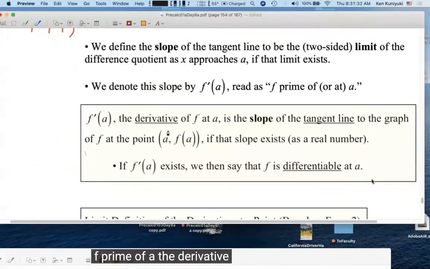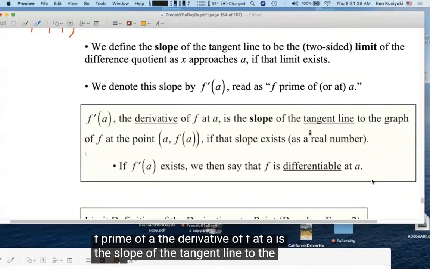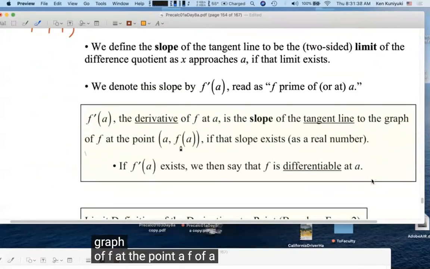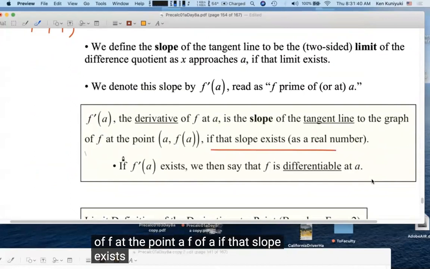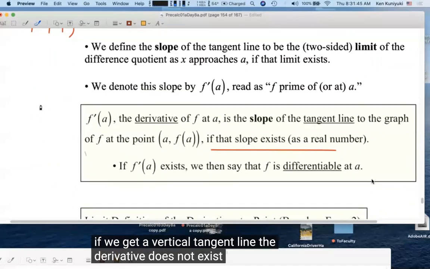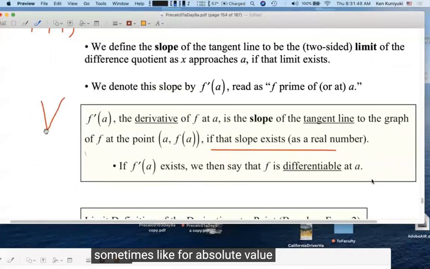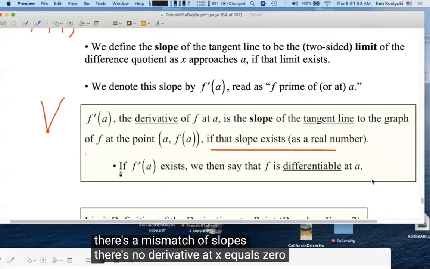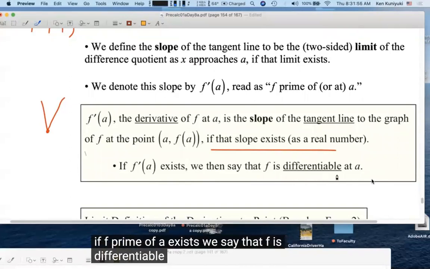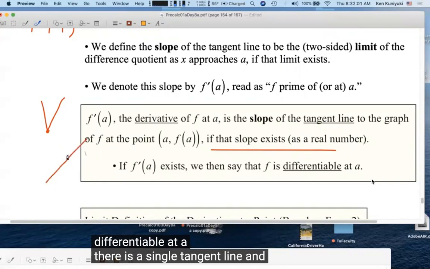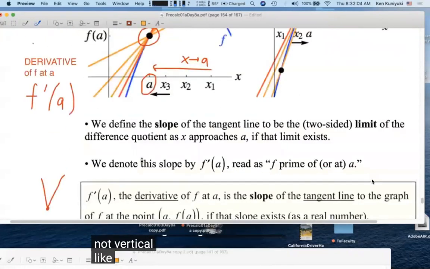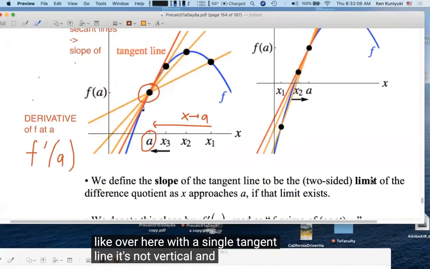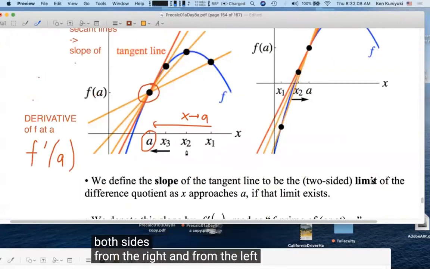F prime of a, the derivative of f at a, is the slope of the tangent line to the graph of f at the point a, f of a, if that slope exists. If we get a vertical tangent line, the derivative does not exist. Sometimes, like for absolute value, there's a mismatch of slopes. There's no derivative at x equals 0. If f prime of a exists, we say that f is differentiable at a. There is a single tangent line, and it's not vertical. Like over here, we have a single tangent line, it's not vertical, and it works from both sides, from the right and from the left.